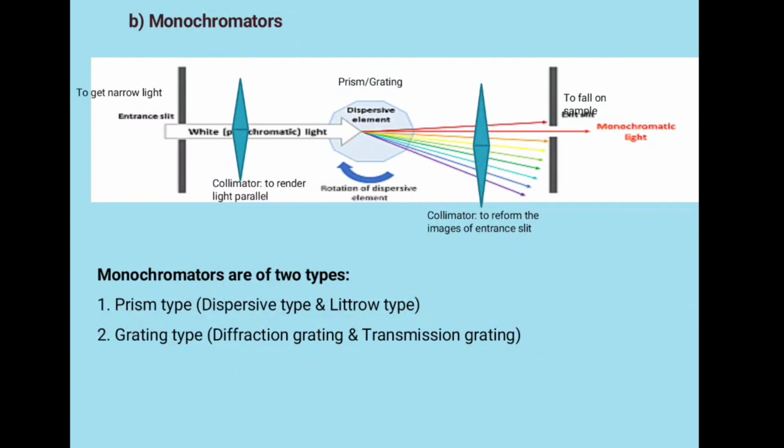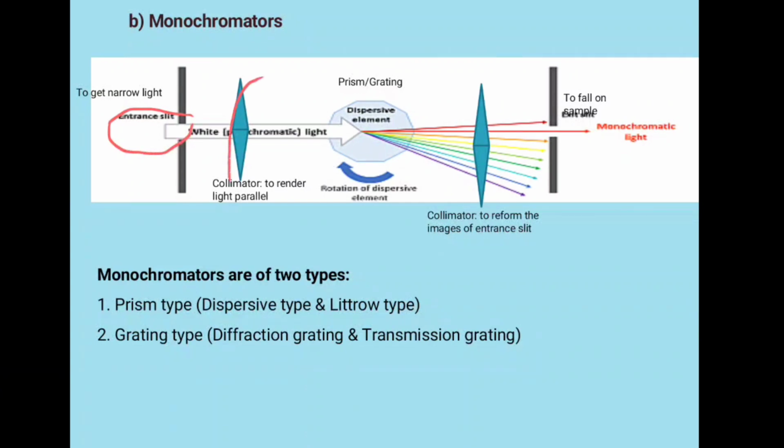Next, coming to the monochromators. Monochromators are better and more efficient than filters in converting a polychromatic light or heterochromatic light into monochromatic light. You can see here the monochromator consists of the following units. First one is the entrance slit. This is the entrance slit. The entrance slit is used to get a narrow source.